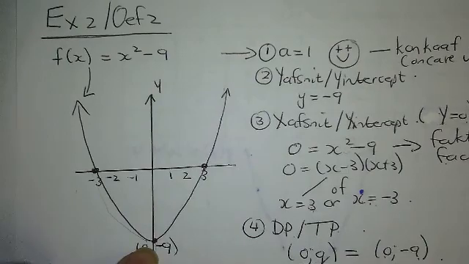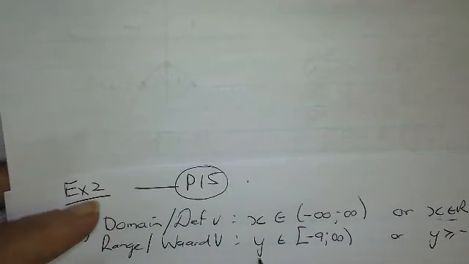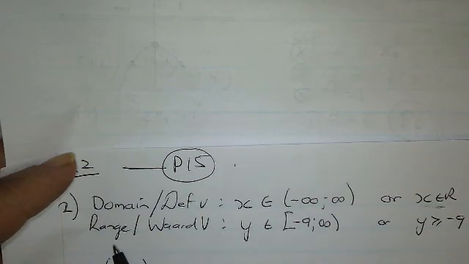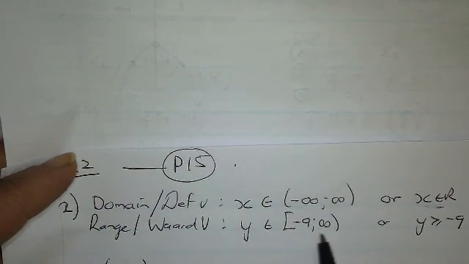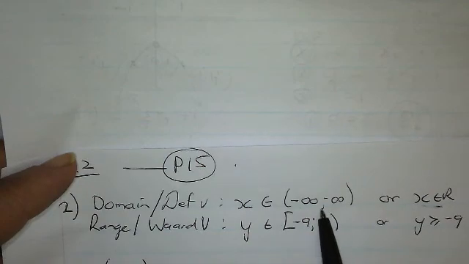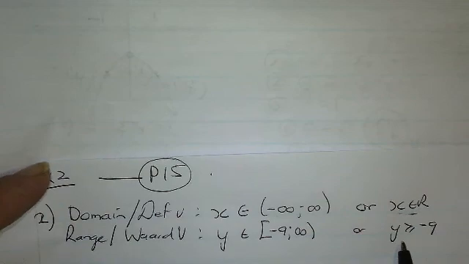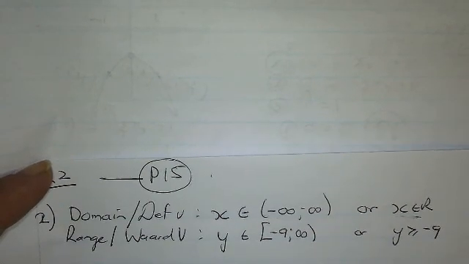Because the -9 is included, you will put a block bracket there. So that means then your y will be element. Why do I use the y? Because that's the range. Will be element, block bracket, minimum first, maximum that side, and you close bracket there. Or you can write the set builder notation, y is greater than or equal to -9.